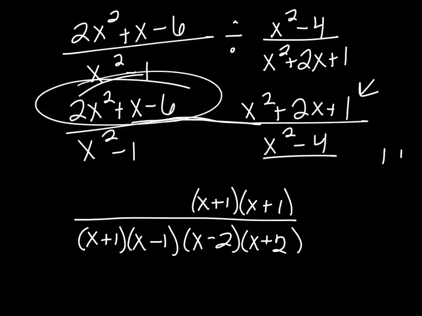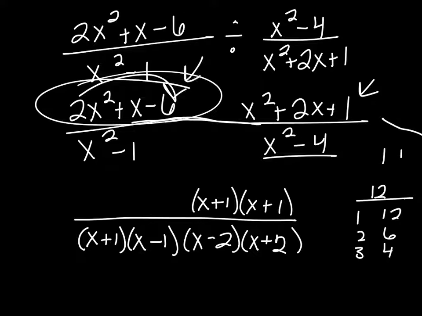So I'm going to multiply 2 times 6 and I get 12. Factors of 12: 1 and 12, 2 and 6, 3 and 4. So what I'm going to do is rewrite this so I can factor by grouping.